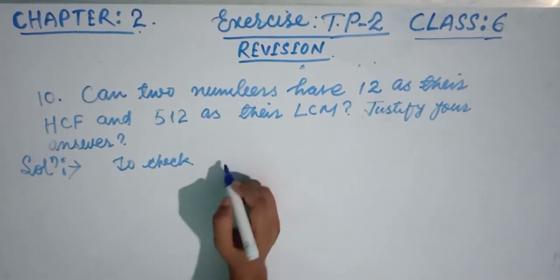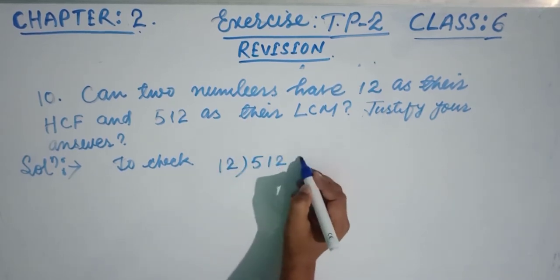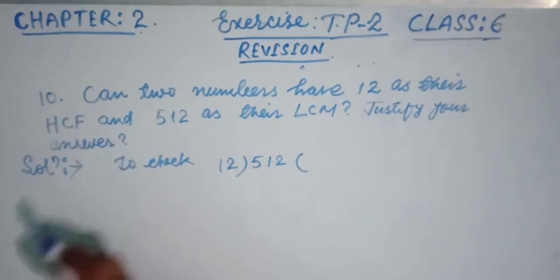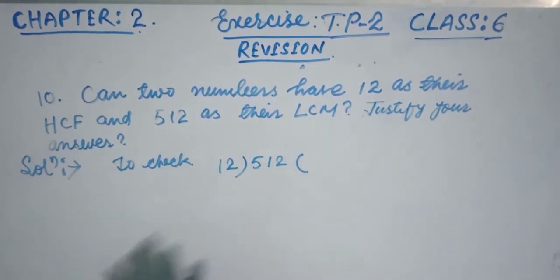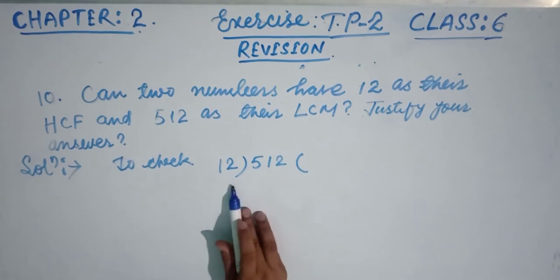Now check friends, to check, 512 is divided by 12. If the remainder is 0, then we can say this is yes. A group of numbers can have 12 as HCF and 512 as LCM if 512 is divisible by 12, otherwise this is wrong.